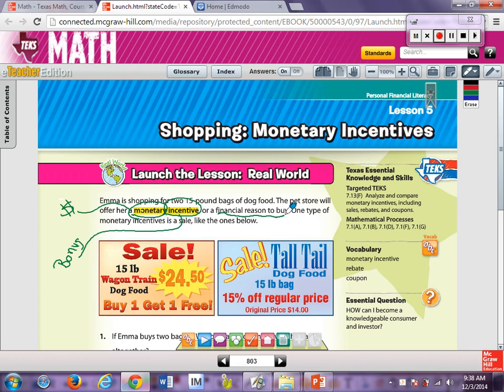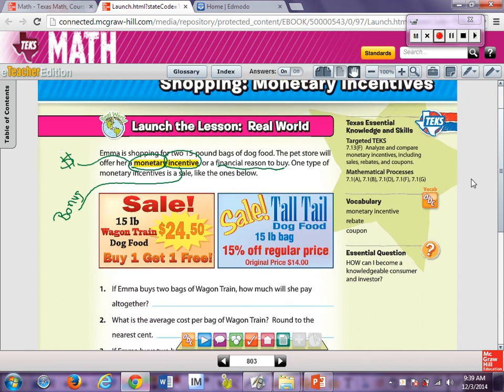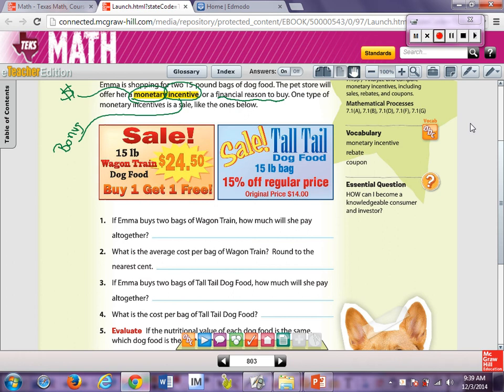One type of monetary incentive is a sale, something that we all love to hear, especially right after Thanksgiving. And here in this first example, we have a couple of ways that we're going to apply our knowledge now of percents to sales. So let's go ahead and look at our first question. Now, our first question has to do with these two signs up here. Our first sign says we have a sale. We can get 15 pounds of wagon train dog food for $24.50 a bag. And right now the special is buy one, get one bag free. That's a pretty good deal.